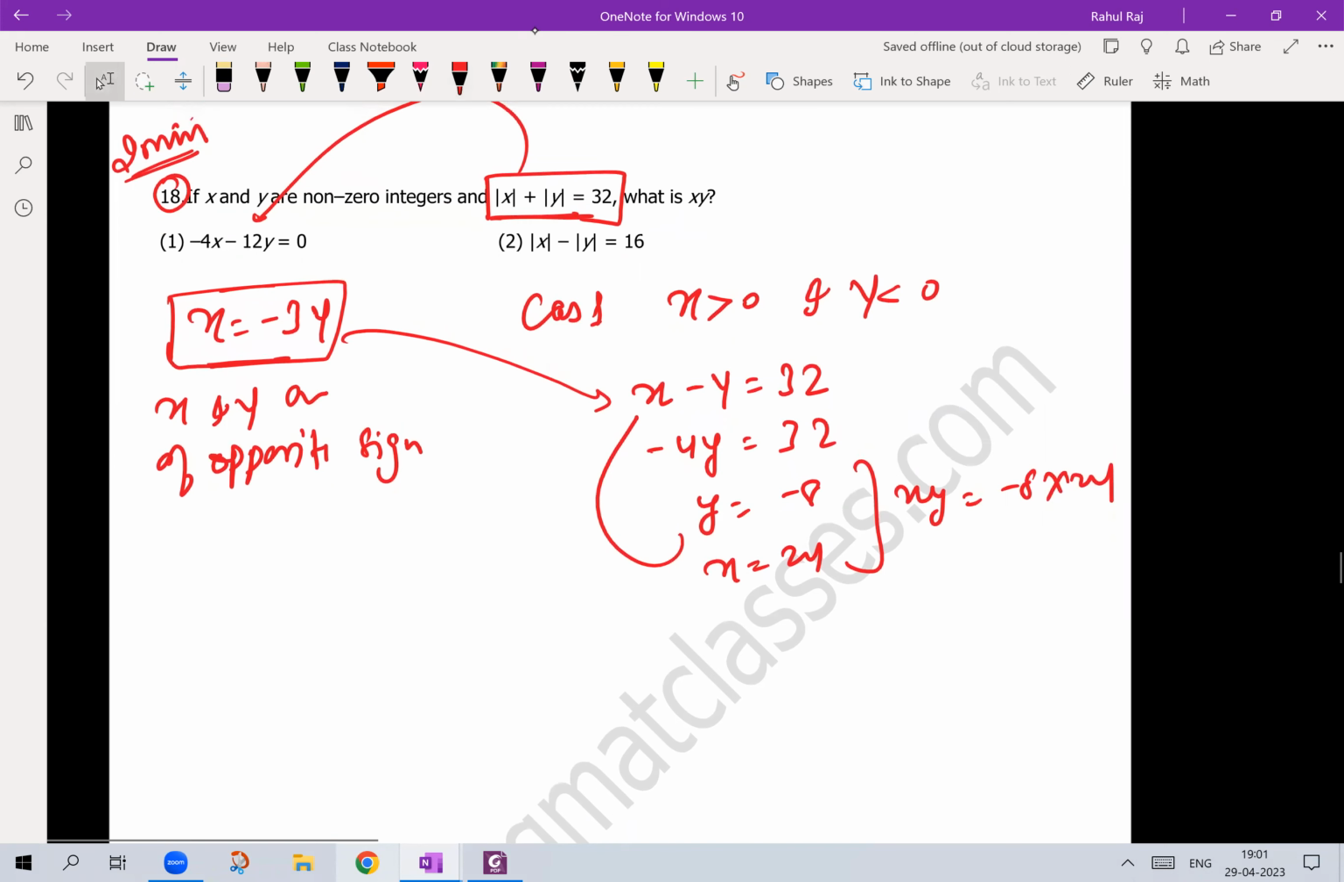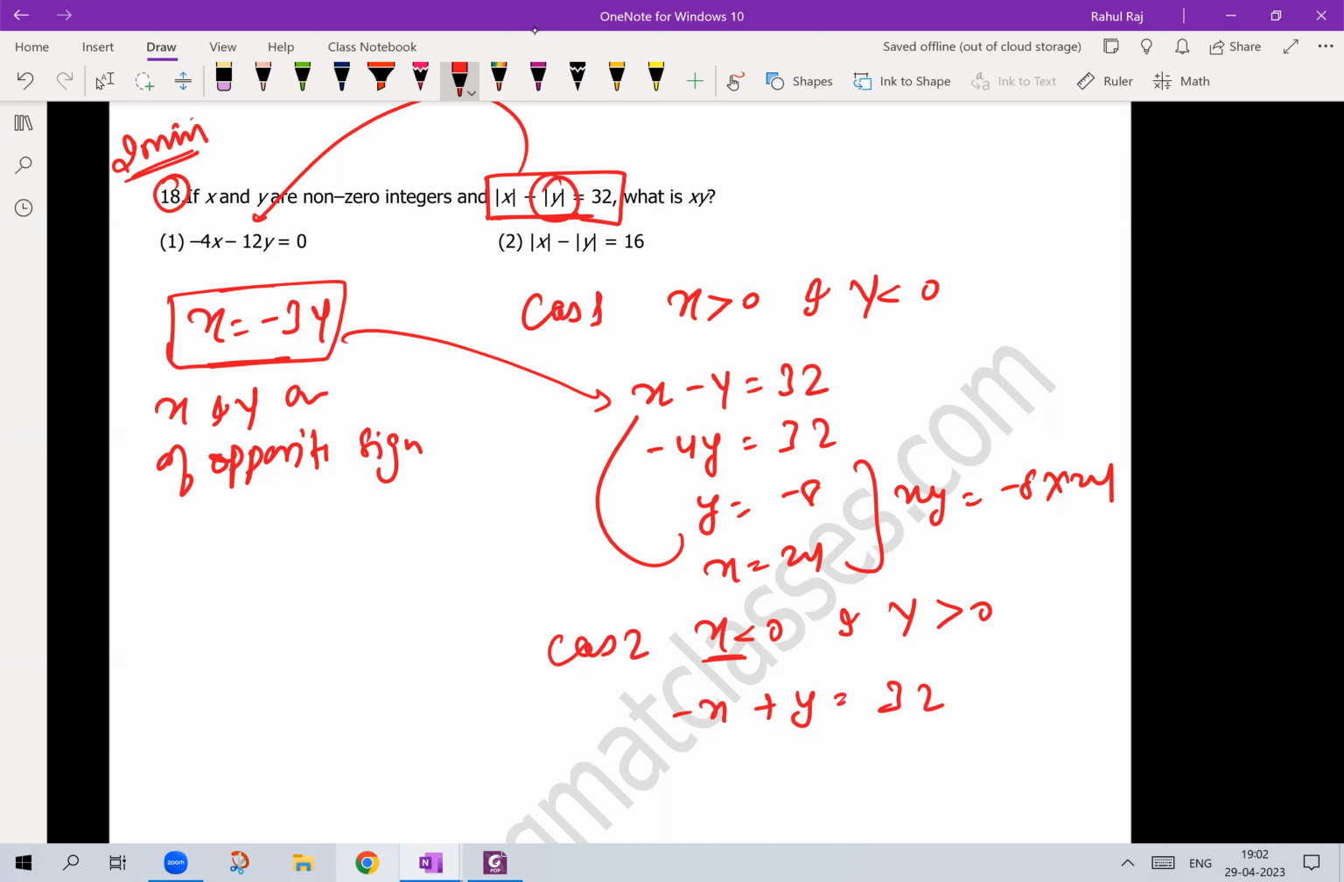Now I'll take case 2, because I know from statement number 1 that x and y are of opposite sign. Now in case 2, what will I take? x is less than 0 and y is greater than 0. Now if x is less than 0, what is the value of mod x? Negative x. Plus y greater than 0, what is the value of mod y? Positive y, is equal to 32.